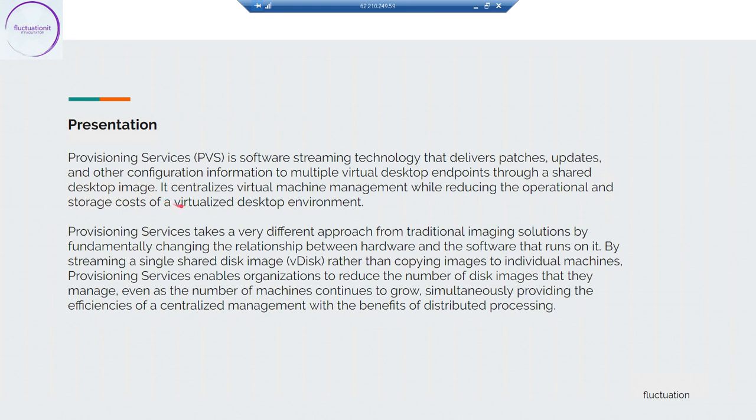PVS takes a very different approach from traditional imaging solutions by fundamentally changing the relationship between hardware and software. So this is the first advantage. The idea is that it will stream a single shared disk image, named a vDisk, rather than copying an image to each individual machine.